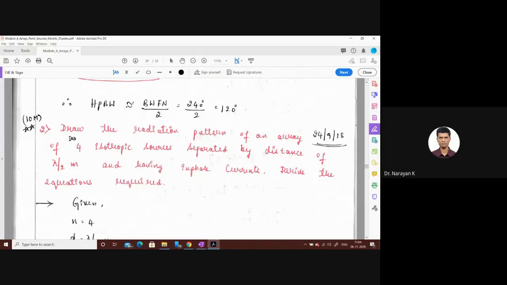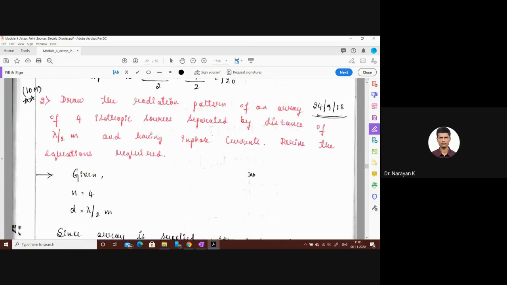Okay. Can you write this down? Draw the radiation pattern of an array of 4 isotropic point sources separated by a distance of lambda by 2 meters and having in-phase currents. Derive the equations required. Please write this. So n is equal to 4 here. So that is your number of point sources, and d is equal to lambda by 2.